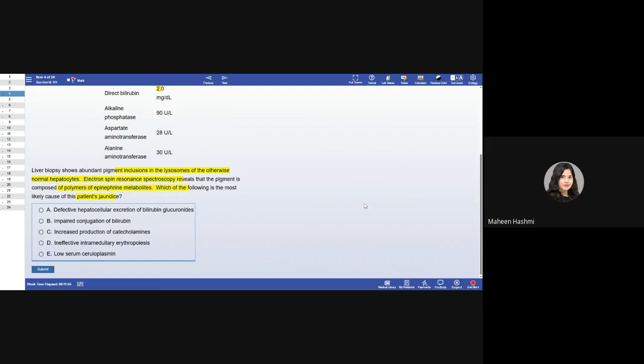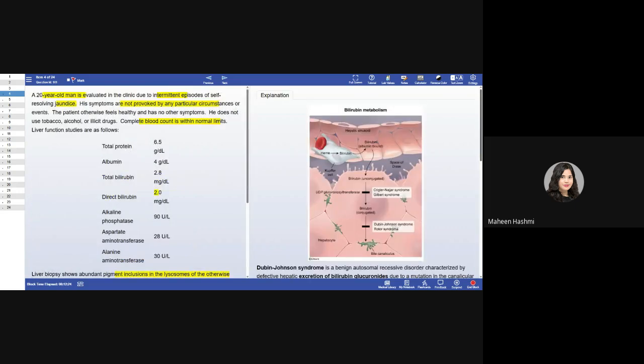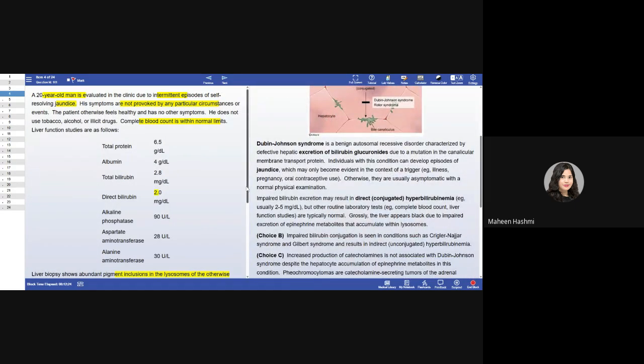What's happening? Since there are increased pigments and also epinephrine metabolites, this is Dubin-Johnson. Remember the difference between Dubin-Johnson and Rotor is that Dubin-Johnson has the dark liver. Since it's direct bilirubin that's increased, it's going to be a problem with excretion. Does everybody else agree with the answer? Option A, I think. Yes, A. All right, let's go and see. Yes, we were right. It was Dubin-Johnson syndrome.